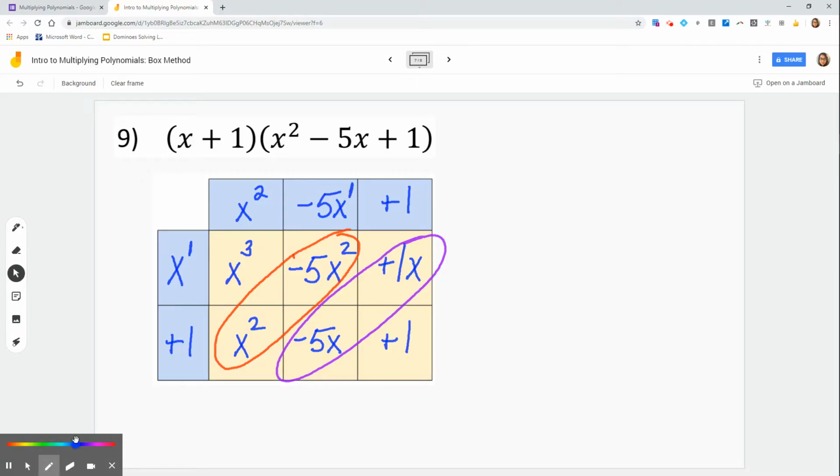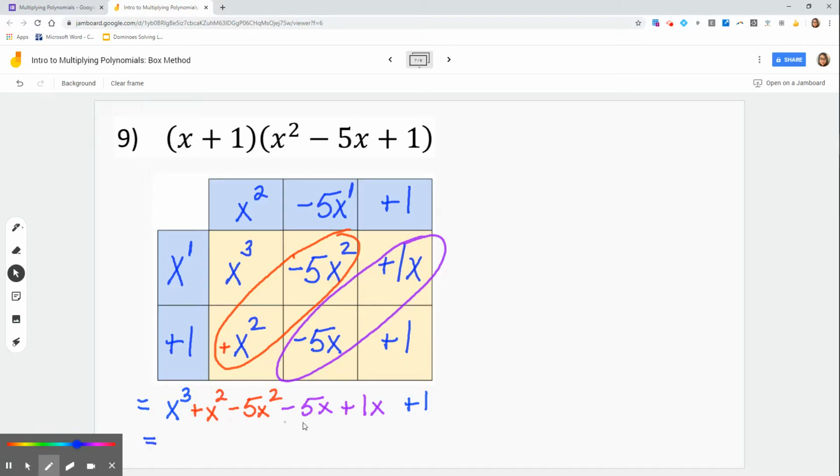Now I'm going to clean everything up. So I'm going to group like terms together because I'm going to be combining those. So this is plus. And this is the x terms that we're writing out now. And you don't have to have the 1 here. I just like to do it because then it really prompts me as to what the final answer is going to be.